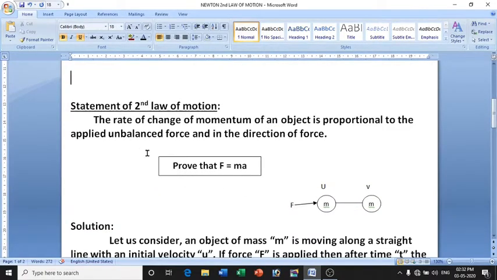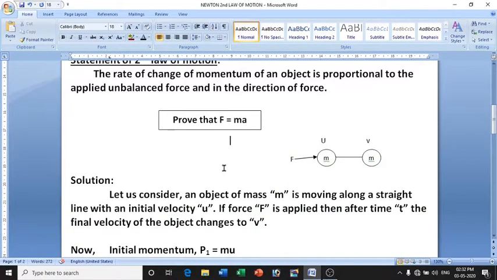Now very often we see the question: state Newton's second law of motion and prove that F equals ma. Clear? This is a very important question for you. In every exam this question has been asked, so I hope you will watch this very clearly.